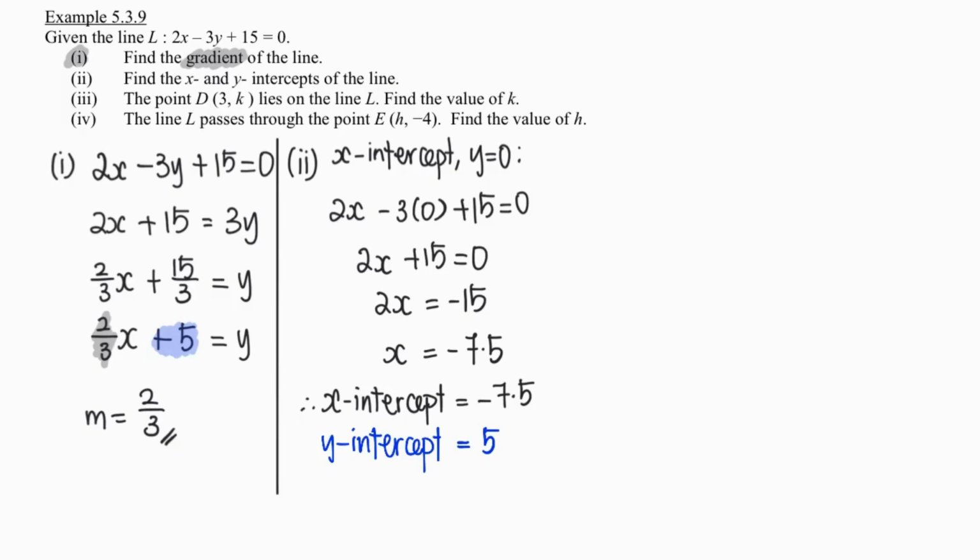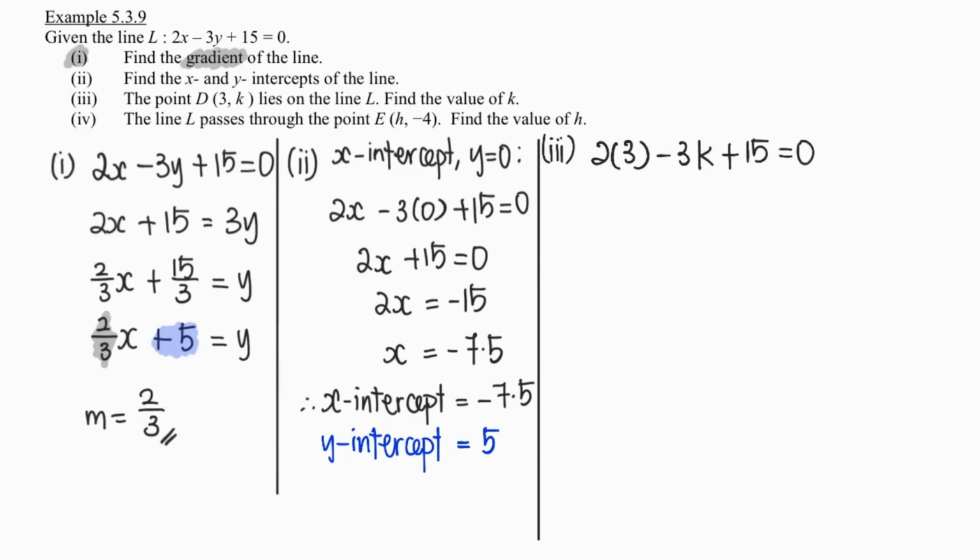Alright, let's move on to the next question, part 3. A point lies on the line. Find the value of k. We have learned that previously. All we have to do is to substitute the point into the equation. So x is 3, y is k, and just solve for this equation.